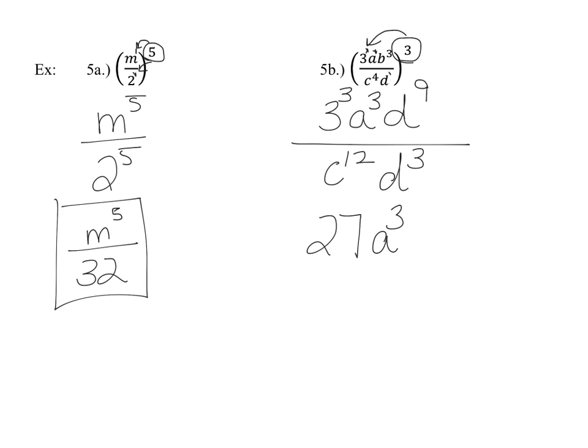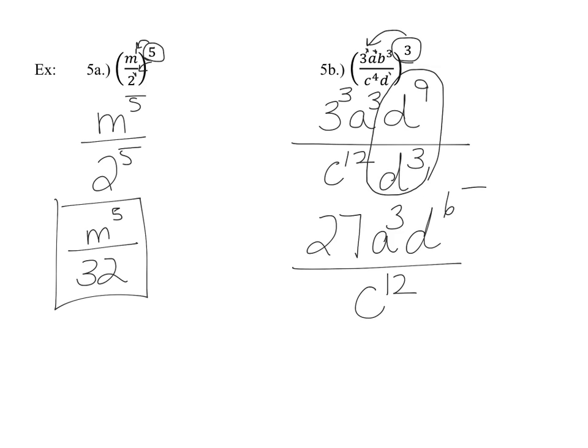Now I want you to also pay really close attention. Right here, d to the ninth over d to the third, they have the same base. So what do I do with those exponents? I subtract them. So 9 minus 3 is 6. So I'm left with d to the 6th over c to the 12th. So we no longer have any d's in the denominator because they canceled out. So that is my final answer.